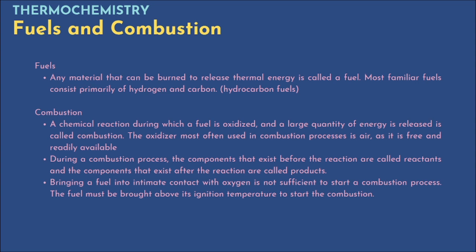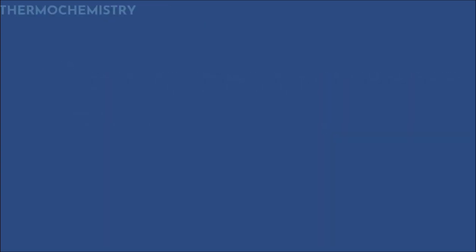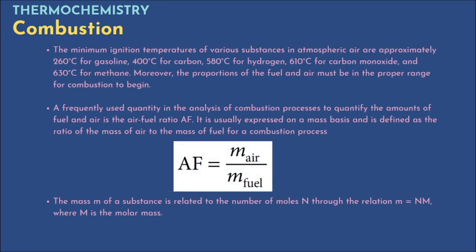Bringing a fuel into intimate contact with oxygen is not sufficient to start a combustion process. The fuel must be brought above its ignition temperature to start the combustion. The minimum ignition temperatures of various substances in atmospheric air are approximately 260 Celsius for gasoline, 400 Celsius for carbon, 580 Celsius for hydrogen, 610 Celsius for carbon monoxide, and 630 for methane. Moreover, the proportions of the fuel and air must be in the proper range for combustion to begin.